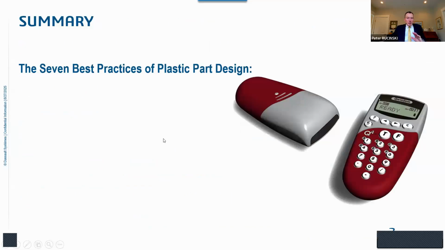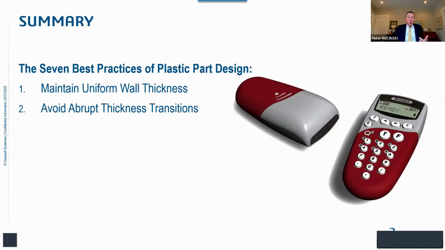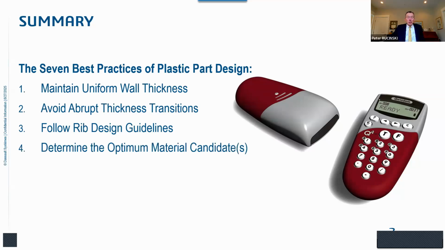To summarize all this, don't forget about the 7 best practices of plastic part design. Try to maintain uniform wall thickness when and if possible. If you cannot maintain uniform wall thickness and you have to have a mix of thin and thick sections, try to avoid abrupt transitions between thin and thick and vice versa. Follow those rib design guidelines. Number 1, the base of your ribs should be about 50 to 80% of your nominal wall thickness. Determine the optimal material candidates. Sometimes, again, you might only have to change the material to get your molds to fill and pack properly.